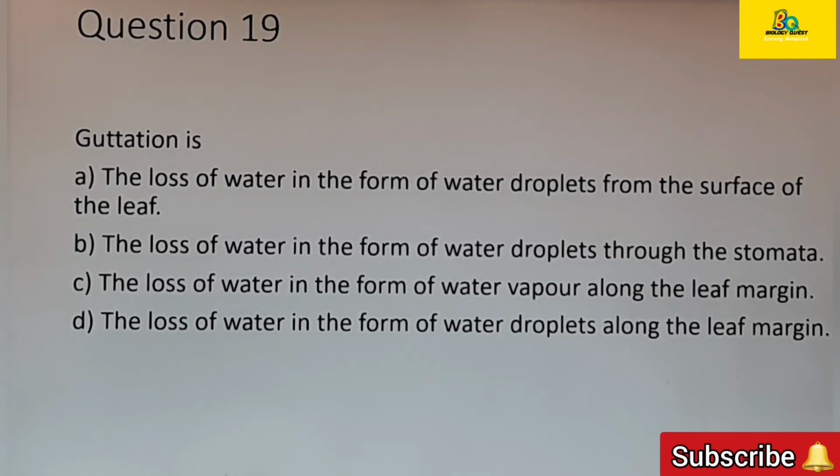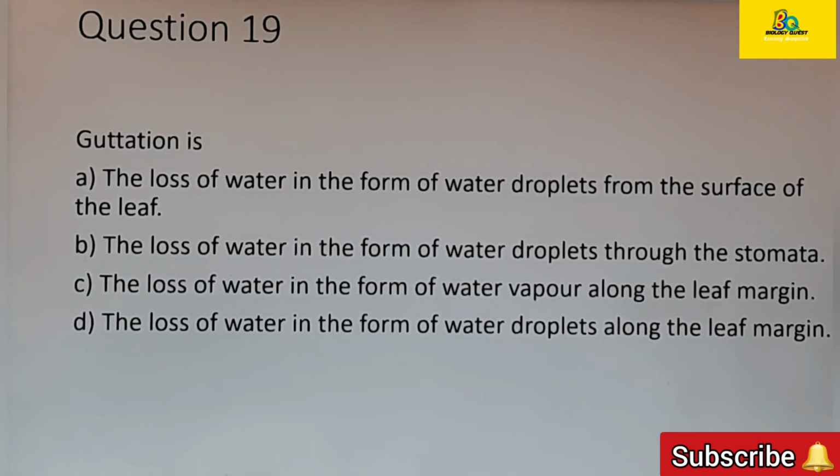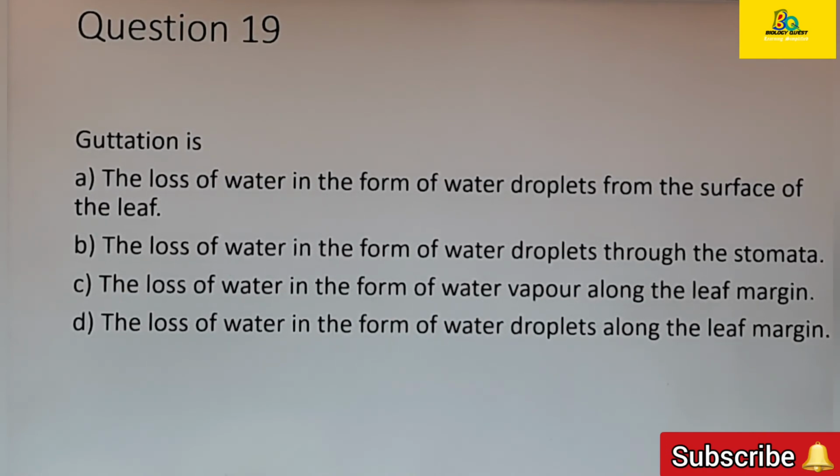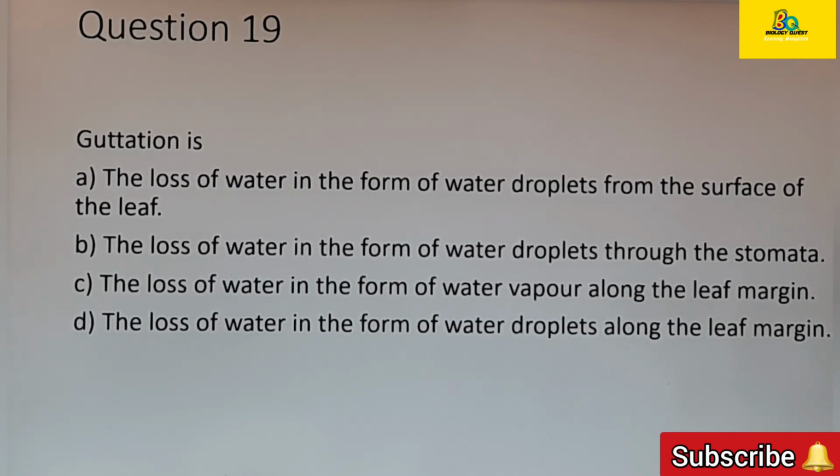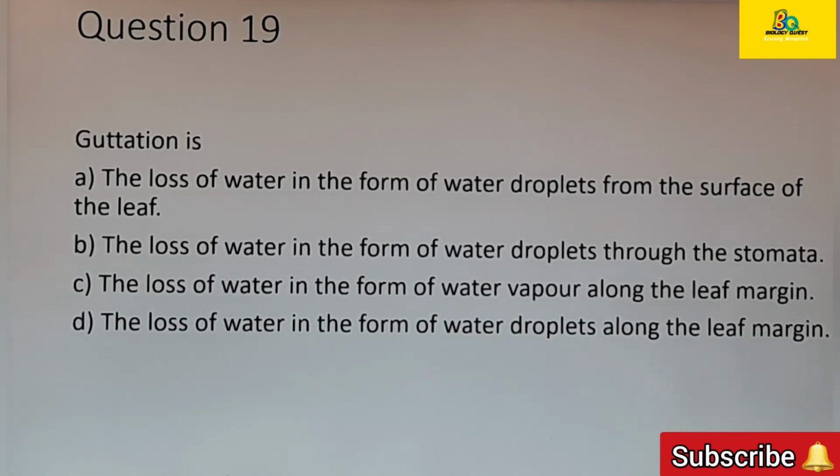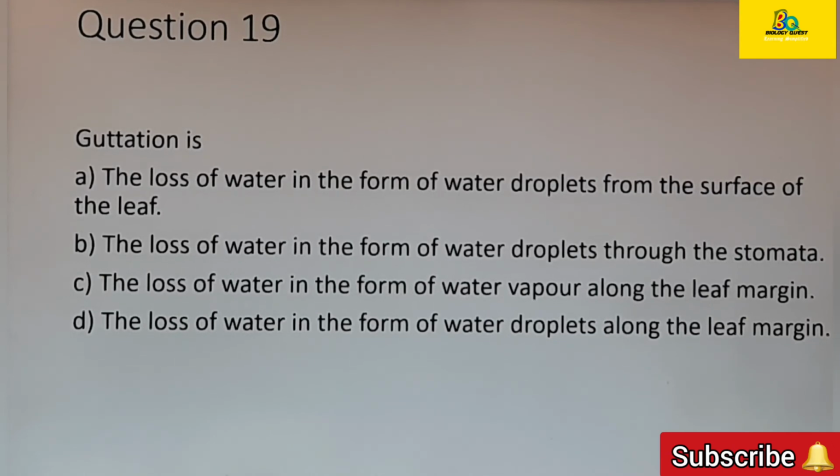Now compare the other three options. First option is loss of water in the form of water droplets from the surface of leaf. B, loss of water in the form of water droplets through stomata. That is wrong. Through stomata, transpiration is taking place, not guttation. And option D is loss of water in the form of water droplets along the leaf margin. Which is the correct answer? We have already ruled out option C and option B. Which is correct now, option A or option D?